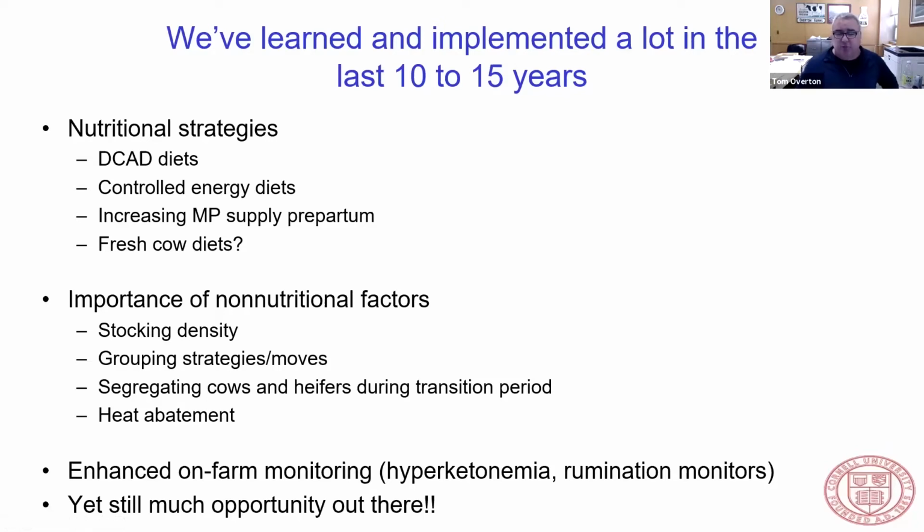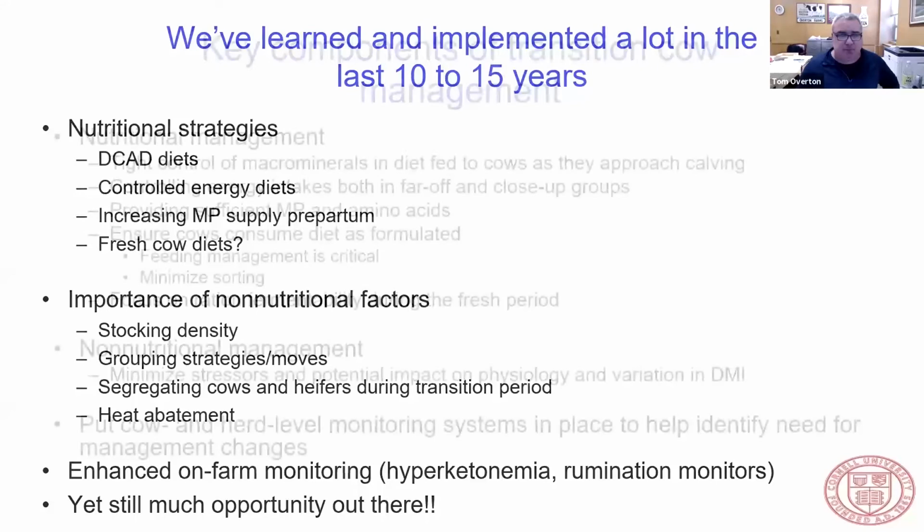We have enhanced on-farm monitoring. We have ways to do blood ketones at the cow level or herd level. Increasingly, herds have rumination collars and tags. So we're getting more real-time information all the time that helps us track health and monitor these animals better. And yet, as much progress as we've made, I think there's still lots of opportunity out there.